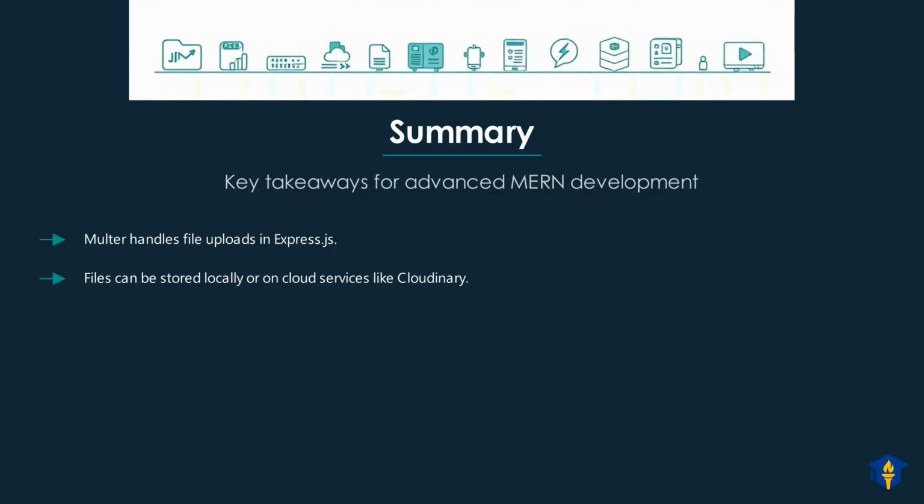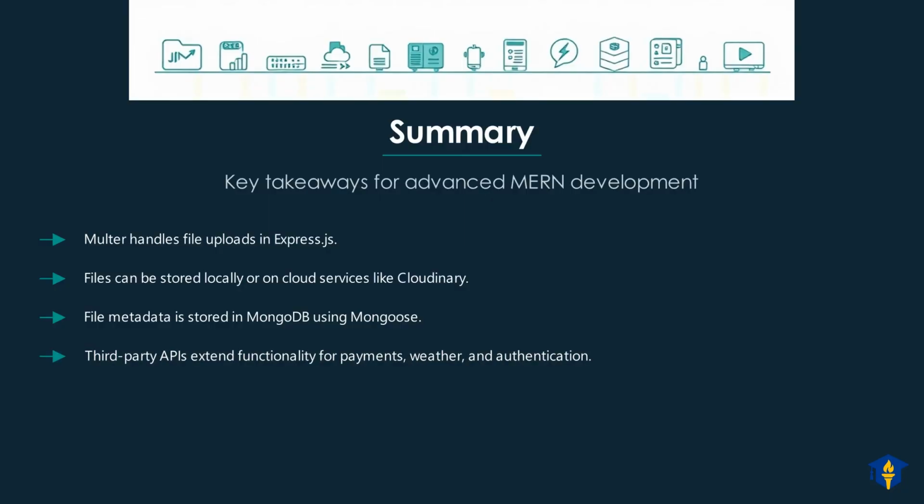Secondly, files can be stored either locally on your server or more robustly on cloud services like Cloudinary. Thirdly, file metadata such as name and path is typically stored in MongoDB using Mongoose schemas. Fourthly, third-party APIs are crucial for extending functionality, covering payments, weather, and authentication.